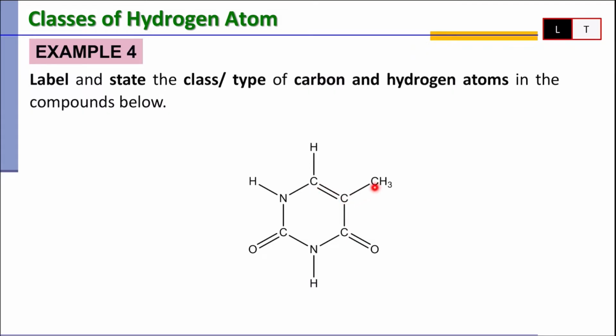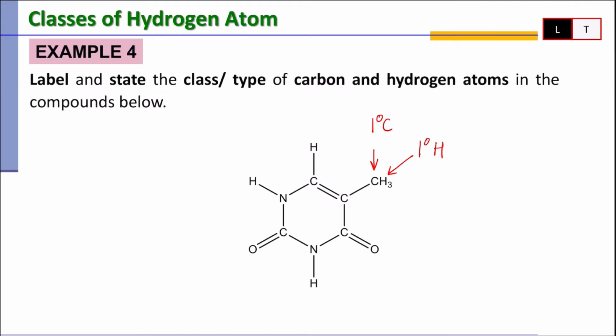Okay, this carbon, kita boleh kelaskan dia. Sebab kalau saya open, saya ada 3 single bonds kepada hydrogen dan 1 kepada carbon. So this carbon, kelas dia adalah primary carbon. Automatically, hydrogen ni akan jadi primary hydrogen.